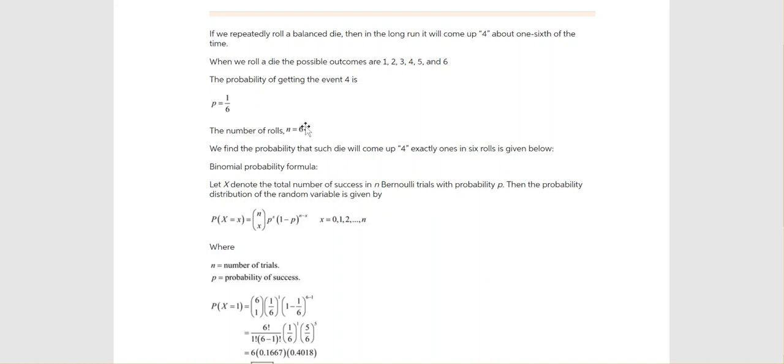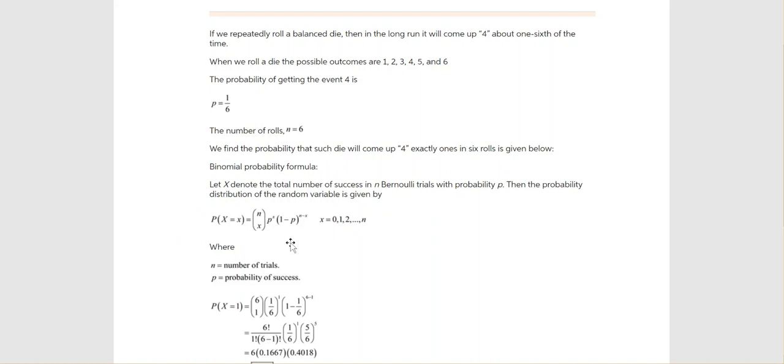N is 6. So we're finding the probability that such a die will come up 4 exactly once, they misspelled that, in 6 rolls. So you get 6 rolls. What's the probability of getting the 4 out of those 6 rolls is given by the binomial probability formula. This is a formula that you're probably going to need to know how to run with here.